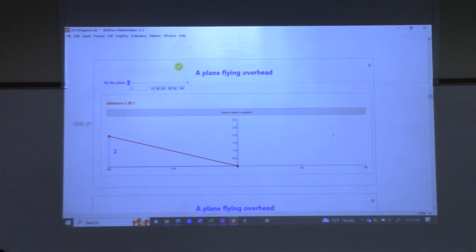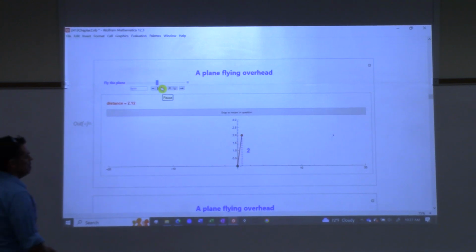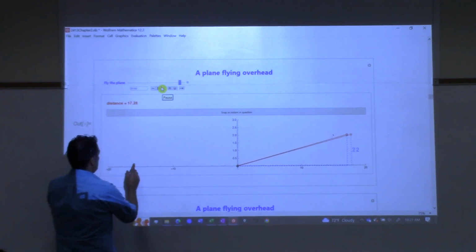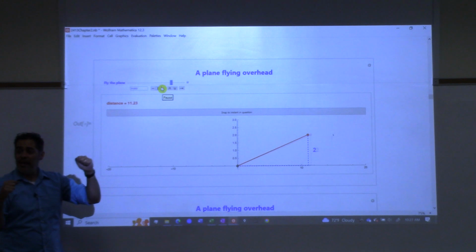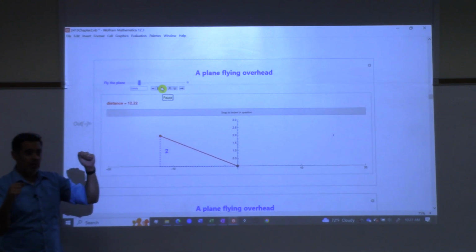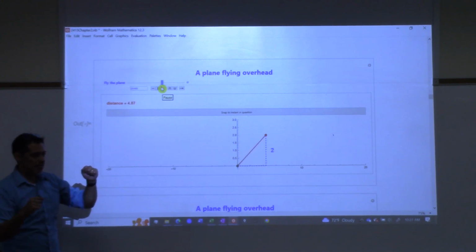So here it goes. I'm going to have the plane fly. Here goes the plane flying over, right? And then it goes overhead. So we want to know at exactly the moment that that's 6, at that moment, how fast is that red line between them growing or shrinking, right?